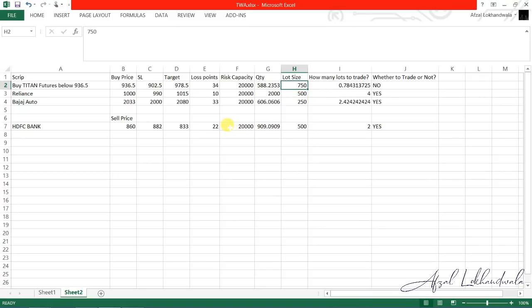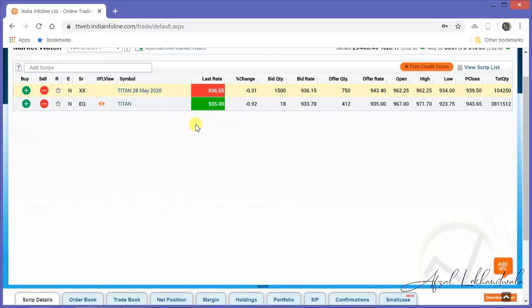The first thing which we determine is the quantity. We know that 588 quantities we need to buy, but now we have to look at the market price. In the futures the idea is such that we can buy at any price below 936.5. So let us check what is the current price. Here we see that the futures price is 936.55.